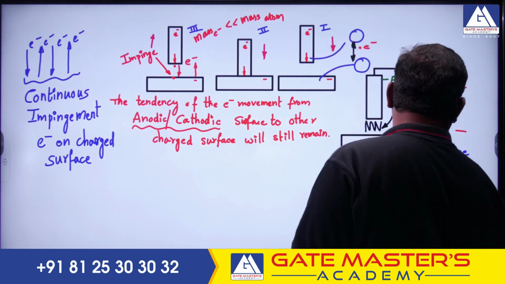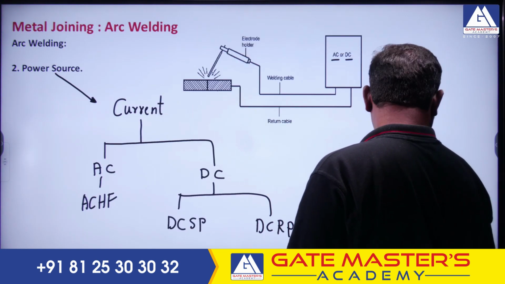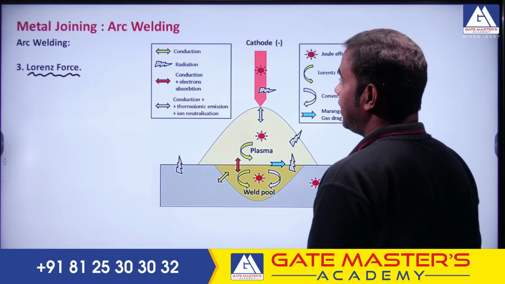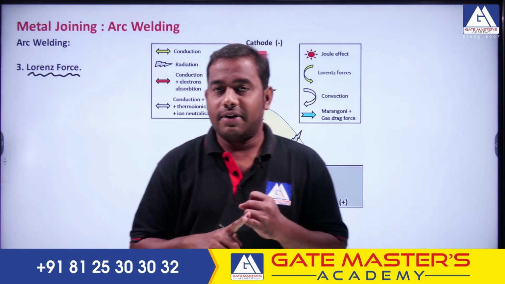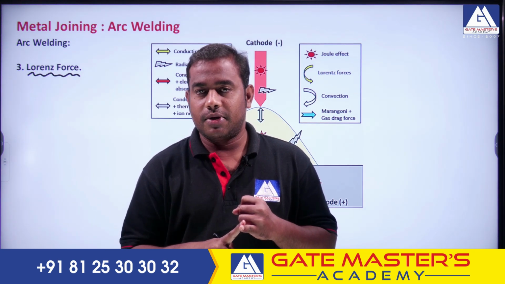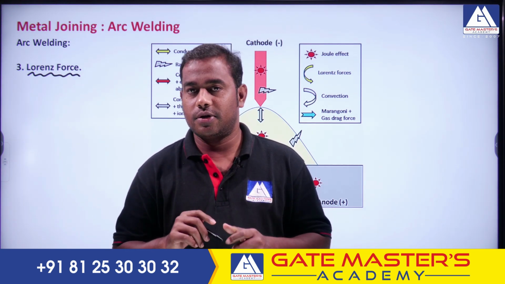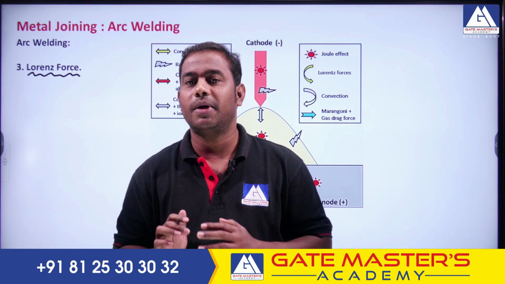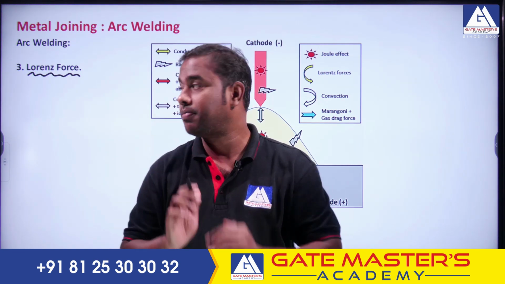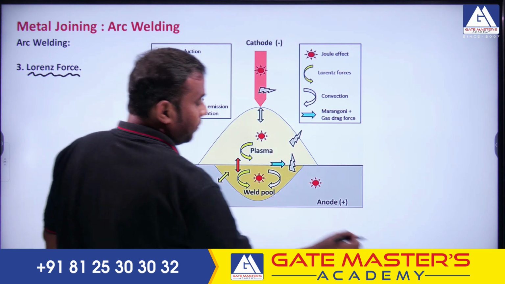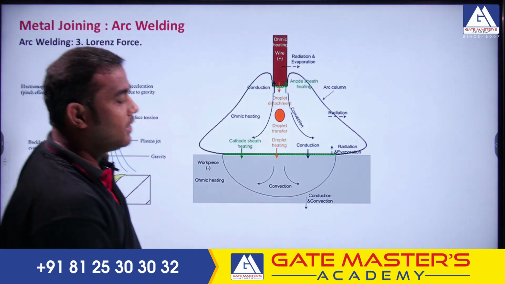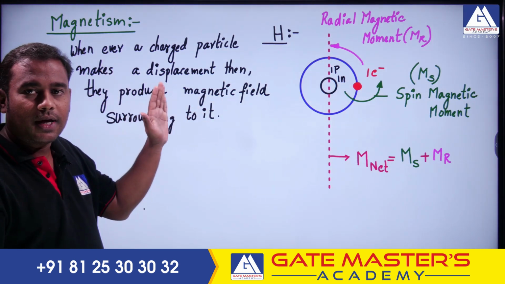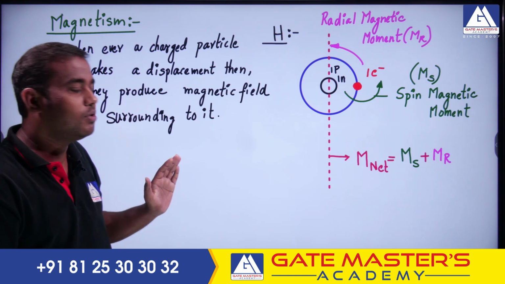Now, just to have a look at the Lorenz force. We are talking about Lorenz forces, right. We already had a discussion about the magnetism concept, and now we are talking about electrons also. We understood from the definition of thermionic emission that the electrons are making a displacement, moving from one point to another. The magnetism concept is that whenever a charged particle makes a displacement, it produces a magnetic field surrounding it.